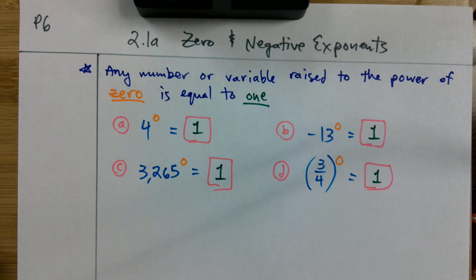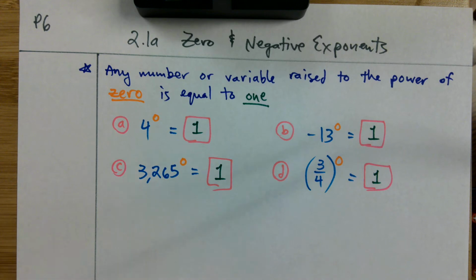And I think it was this class that asked why anything to the power of 0 is equal to 1. We can explain it after 2.1c. Because the way that it's explained, you need to learn 2.1c to even know what I'm explaining. So we'll get there. Don't worry. It's really cool. It'll make sense. But for now, just know if it's raised to the power of 0, it equals 1.